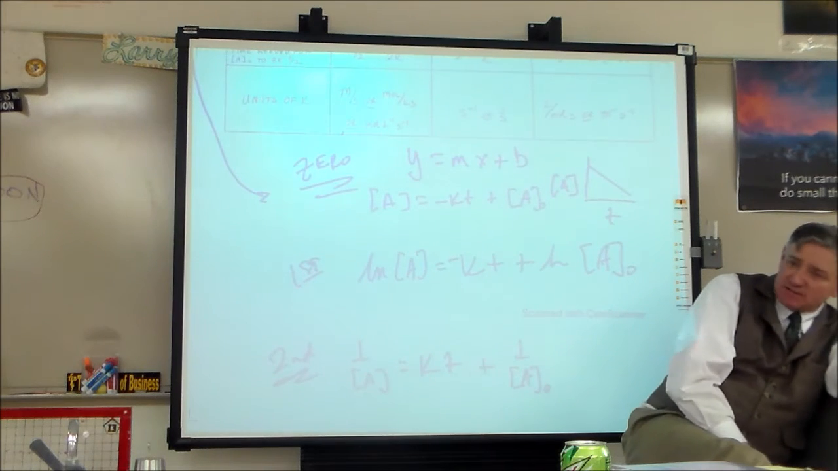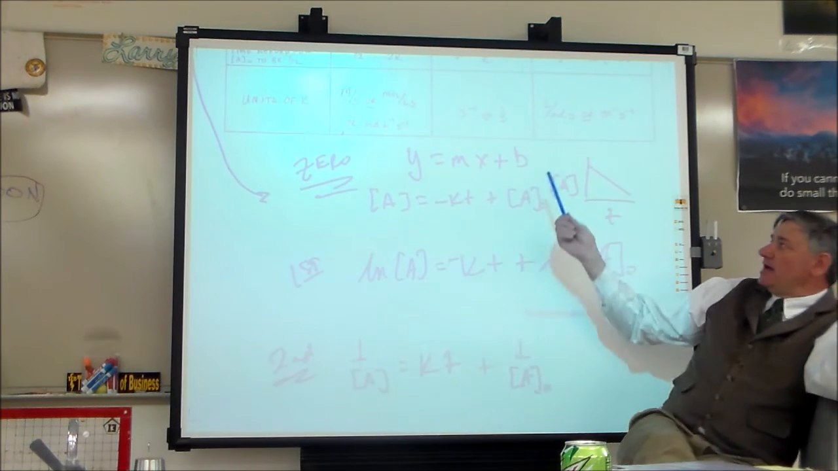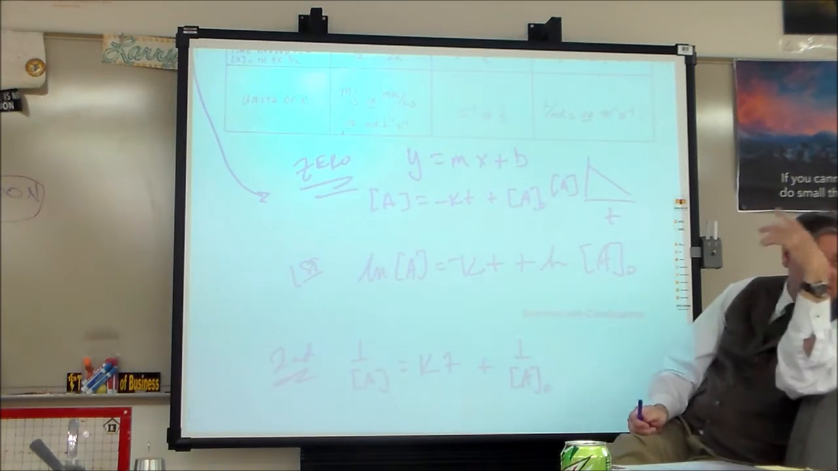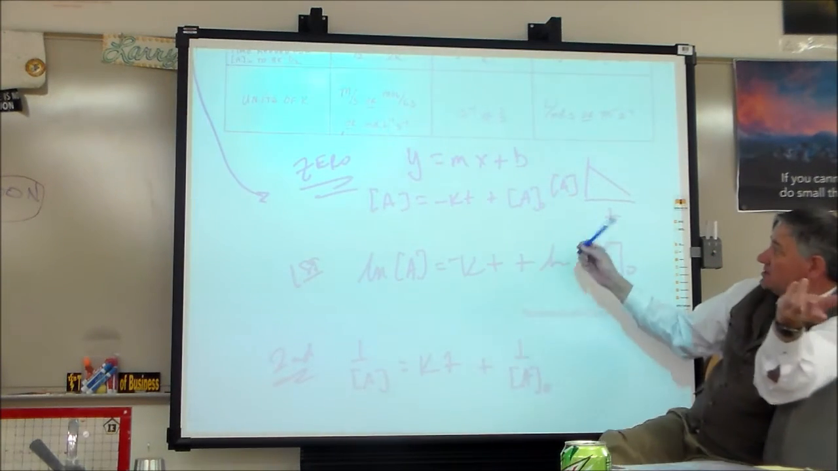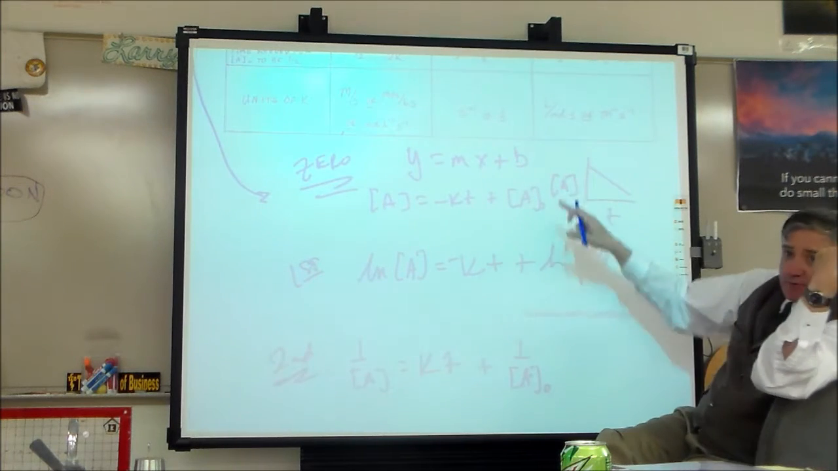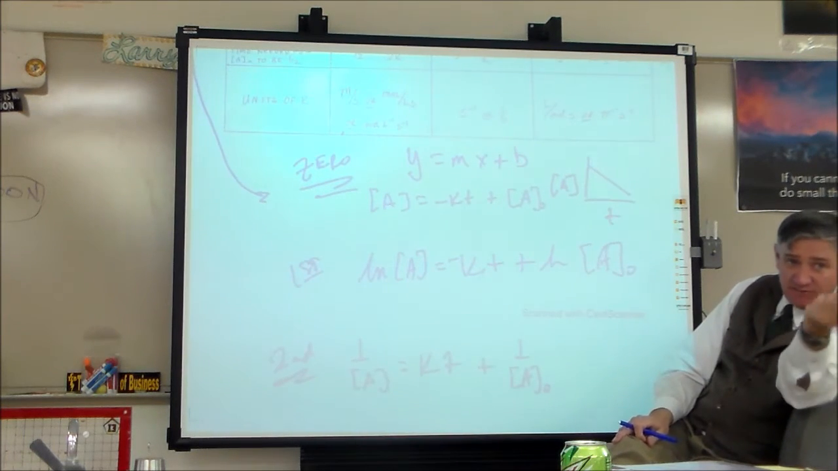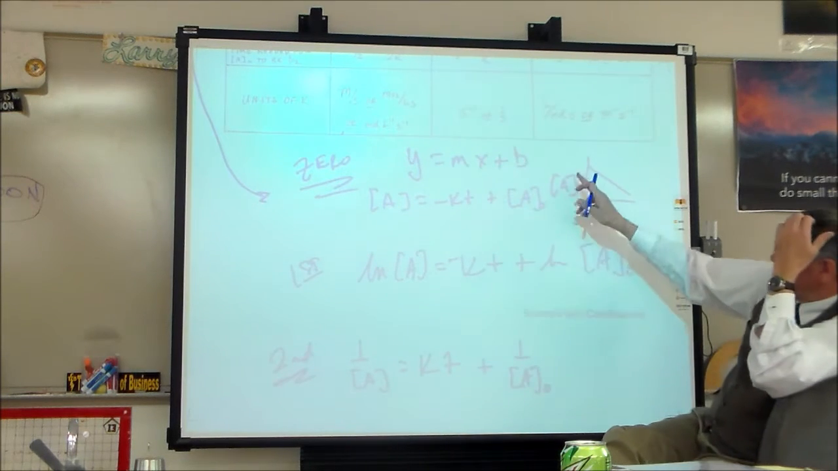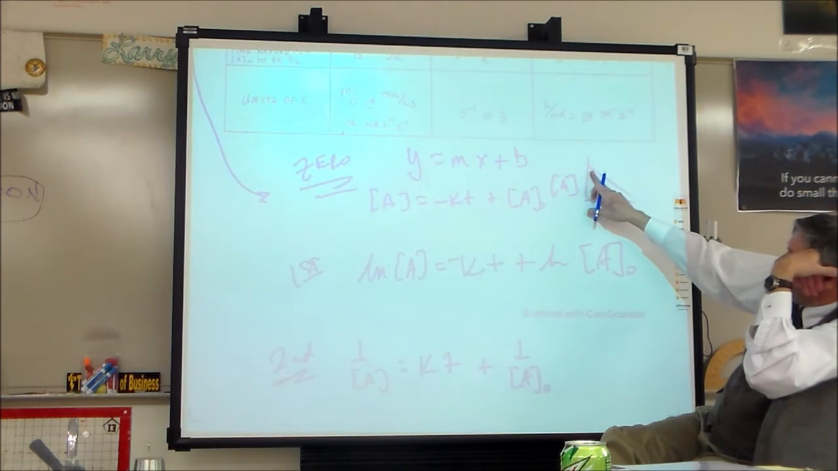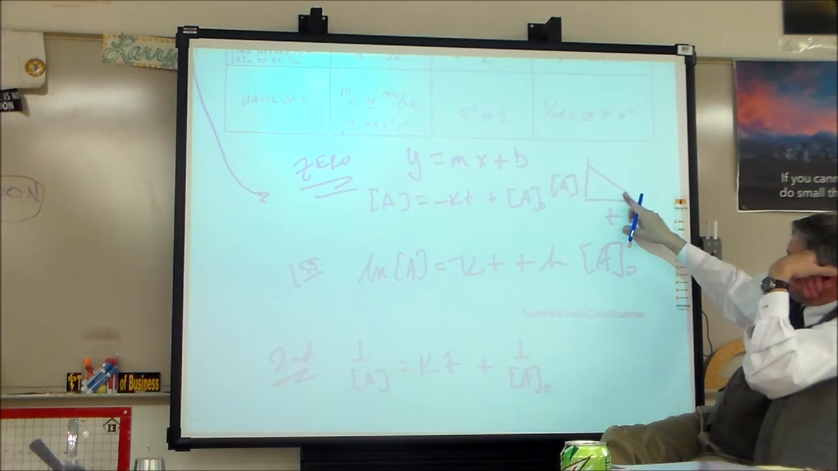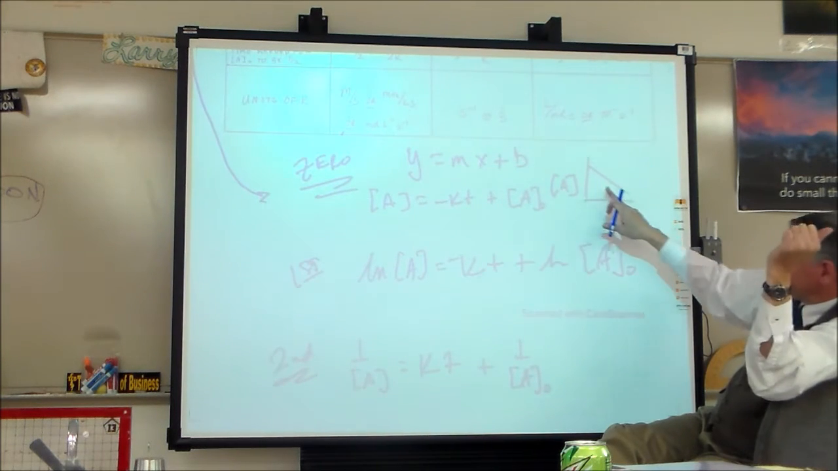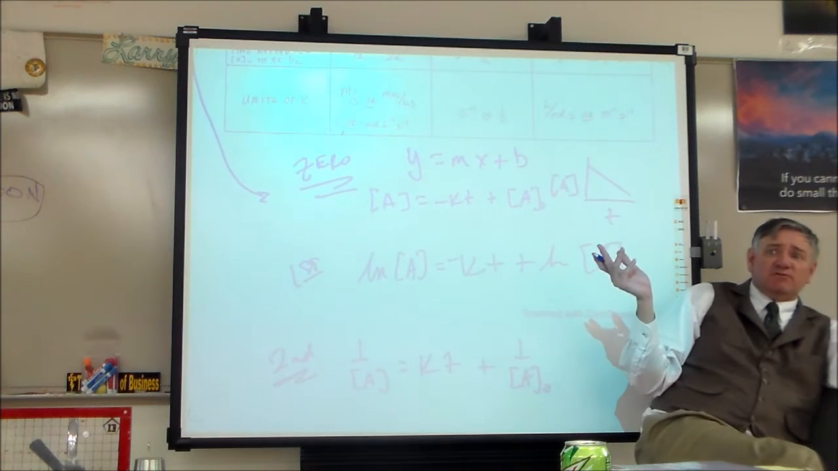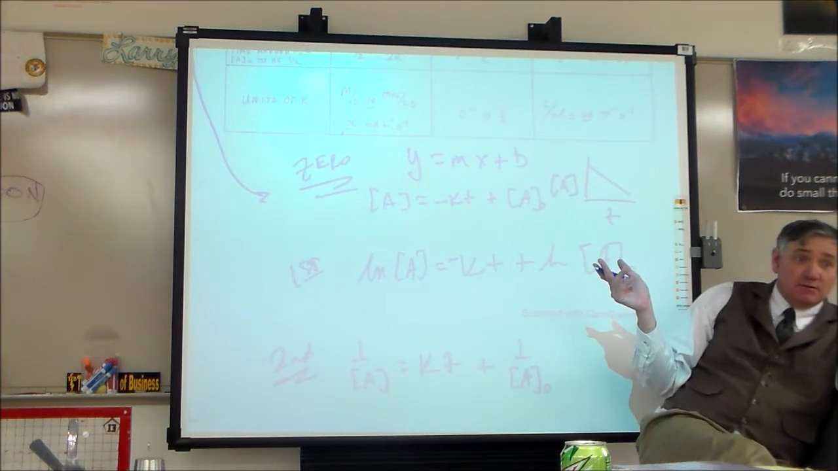It's just when you find the slope, it's a negative value, because A is going to be decreasing. So A naught is your y-intercept. This point up here would represent the initial concentration of A. Maybe it's 0.1, 0.2, whatever it is. As a function of time, this concentration is going to decrease, right? And at some point it's going to go to zero. When it goes to zero, hey, guess what? The reaction is stopped. Okay?